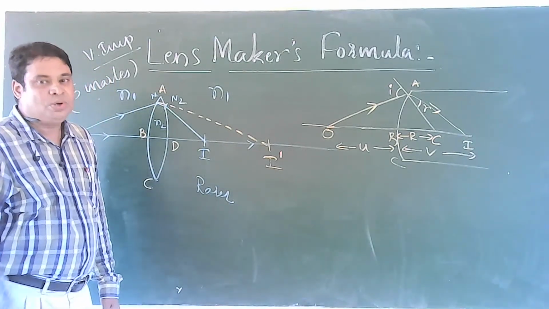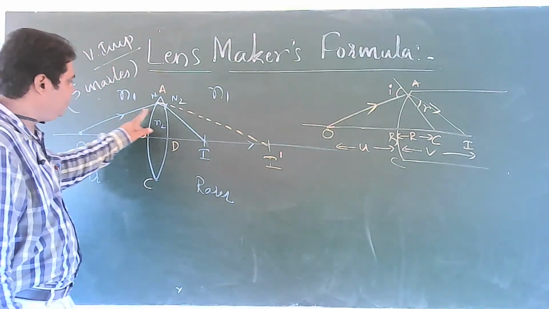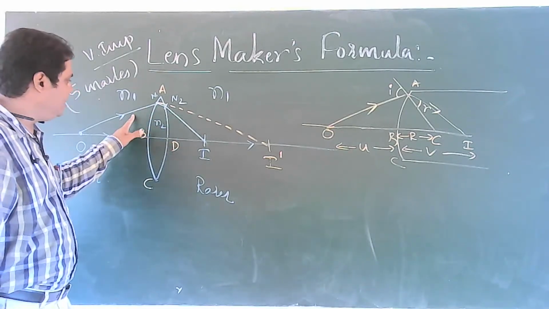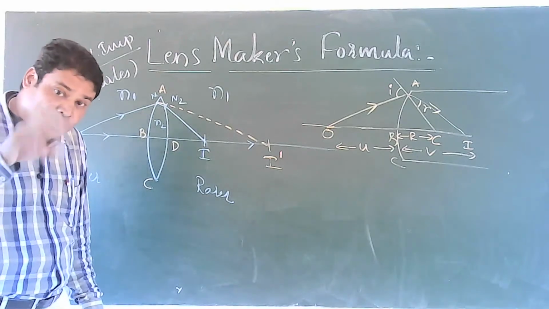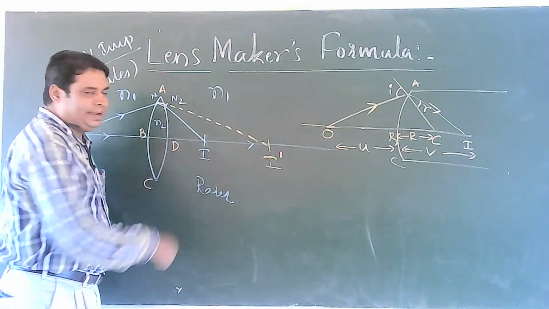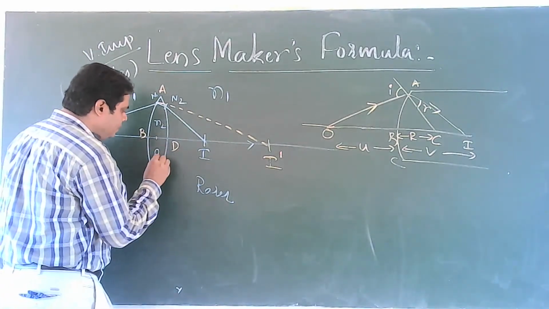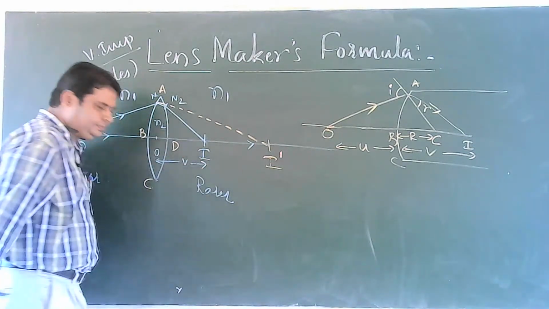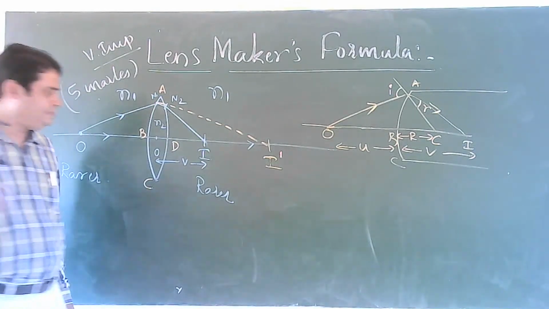Hope you understood. Two refractions we observe. One refraction from air to denser, second refraction denser to air. Air to denser, denser to air. Due to this double refraction, the final image is formed at V. If this is a midpoint O, let me write V to be the real image distance.